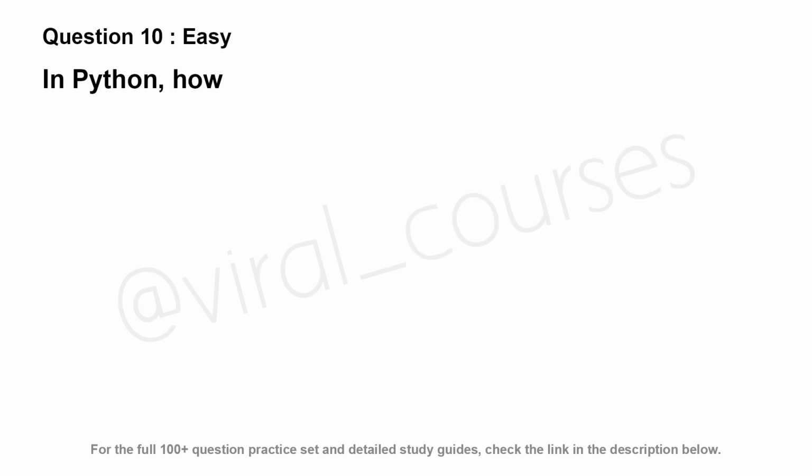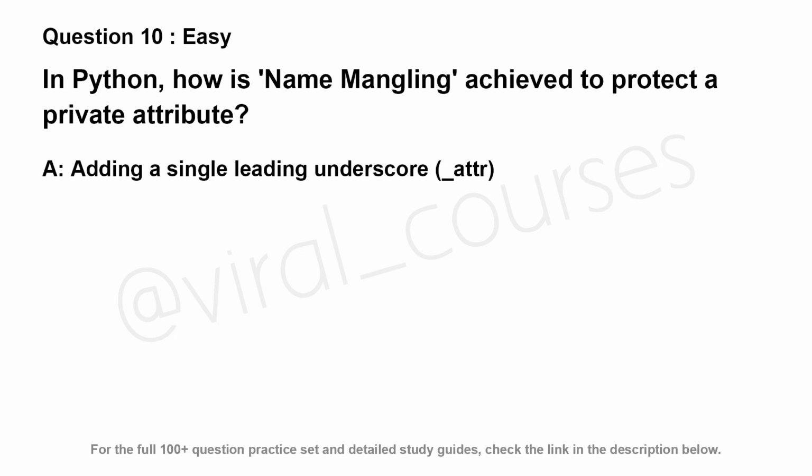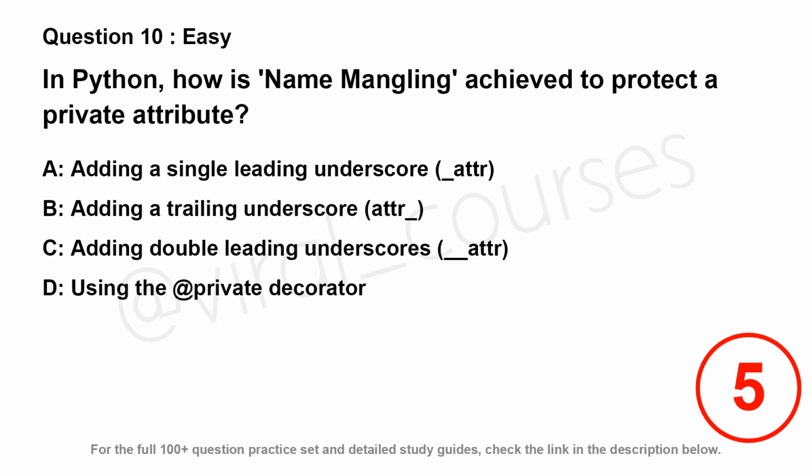In Python, how is name mangling achieved to protect a private attribute? Option A. Adding a single leading underscore. Option B. Adding a trailing underscore. Option C. Adding double leading underscores. Option D. Using the @private decorator.